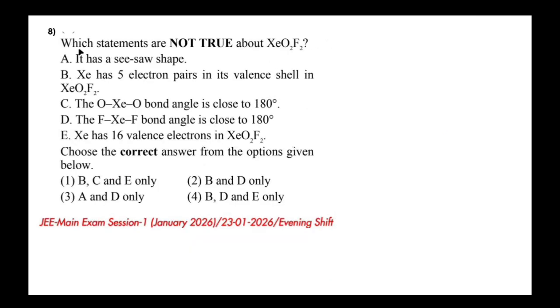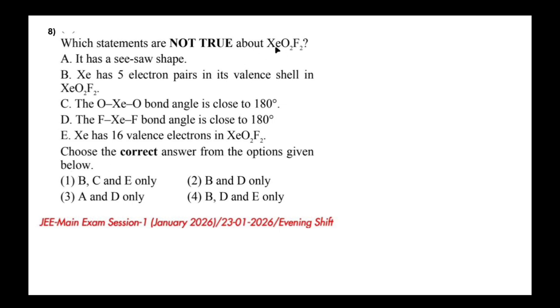The next question is: which statements are not true about XeO2F2? A. It has seesaw shape. B. Xenon has 5 electron pairs in its valence shell in XeO2F2. C. The OXeO bond angle is close to 180 degrees. D. The FXeF bond angle is close to 180 degrees. E. Xenon has 16 valence electrons in XeO2F2. Choose the correct answer from the options given below.